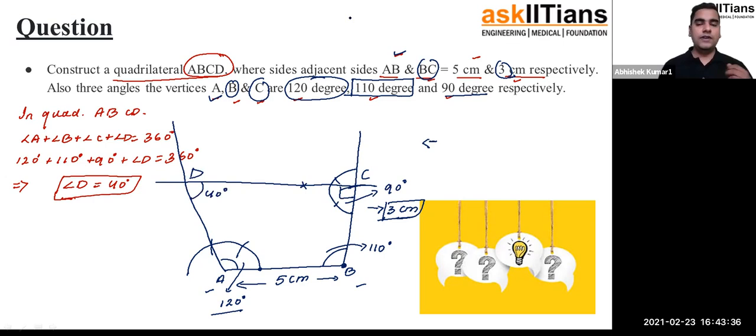This point D will automatically give you angle D of 40 degree, when you draw using the instruments that we have in the construction box. Then you will get the value of angle D exactly 40 degree, if all the steps that we discussed are done properly. I'm sure you will get the correct answer. So that's how you have to draw it. I hope you understood this first case, where you are provided any two adjacent sides and also any three angles, then how the construction needs to be done.